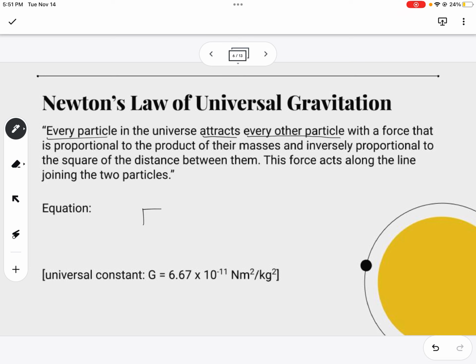This force acts along the line joining the two particles. So our equation here is F, this gravitational force, equals G. G is just a new constant. I do not need you to memorize this. I will give you this constant on quizzes and tests. It's a constant the same way pi is a constant, right?